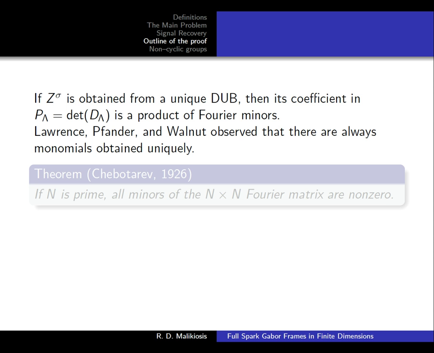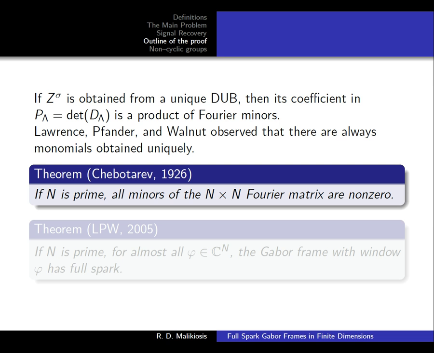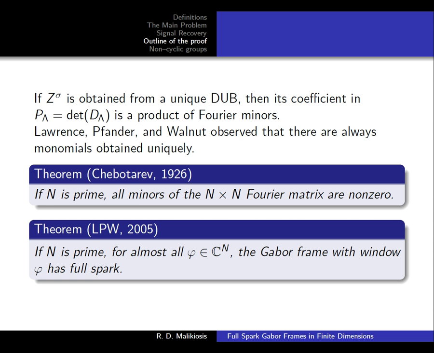Okay. And this fact, coupled with Chebotarev's theorem that every minor of the prime dimensional DFT matrix is non-zero, gives you the fact that when your dimension is prime, almost every window gives you a full spark Gabor frame. Because you take, for example, any n time frequency translates, and this determinant has a monomial that appears from a unique diagonal union of blocks, and therefore its coefficient is a product of Fourier minors. So it's non-zero. Okay, so every such polynomial is non-zero. And how do we extend this in the general case?